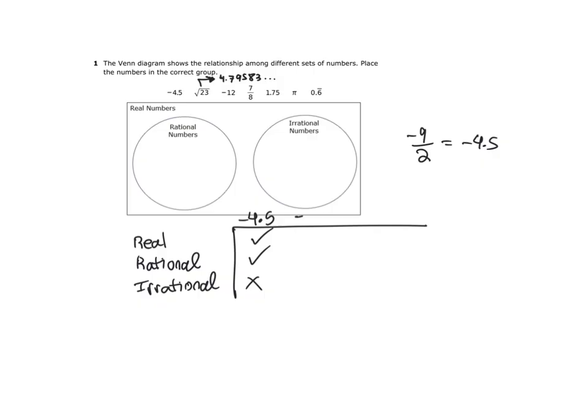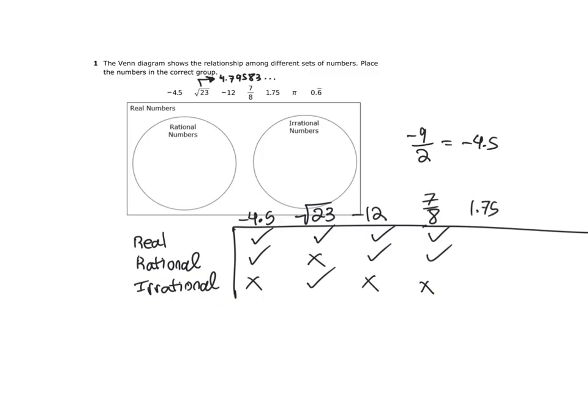All right, square root of 23. It's a real number. We could put it on the number line. It would almost be 5. It is not rational because that decimal is going to go on forever without making any pattern. So it's irrational. Let's look at negative 12. It's a real number. It's a rational number, which means it is not an irrational number. 7/8 is real and rational. 1.75 is real and rational.